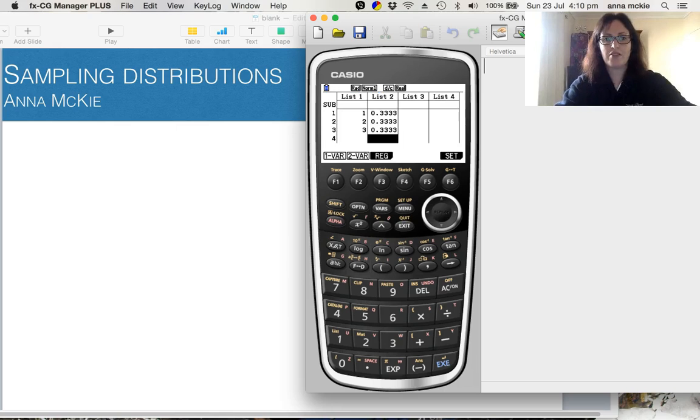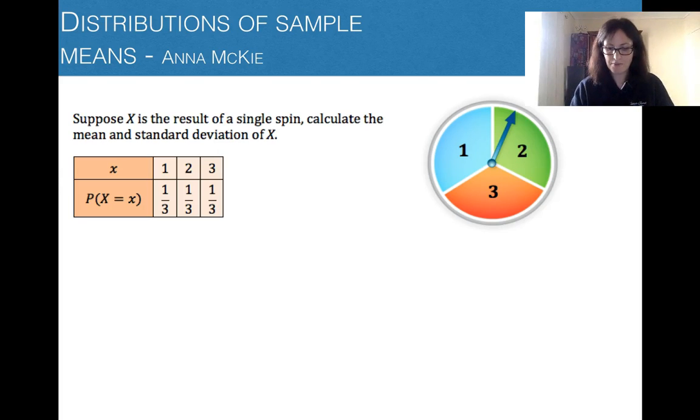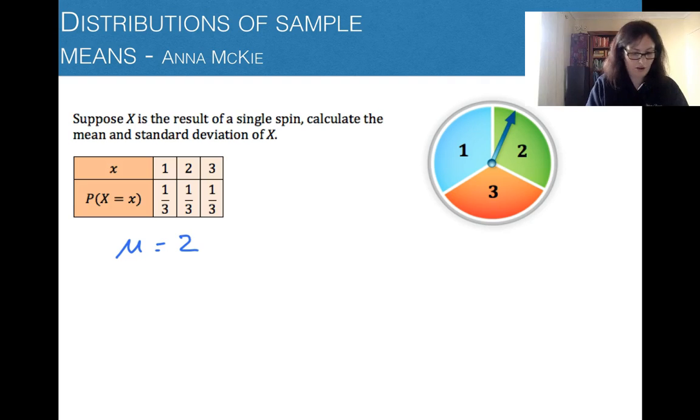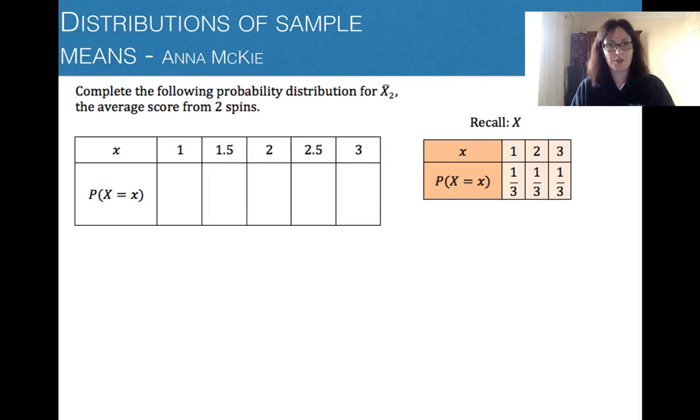So we'll just go back and write that. Mean of 2 and standard deviation of 0.816. Just pointing out that's also our expected value that we've done in the past. Okay, so that's X. What about X bar 2?